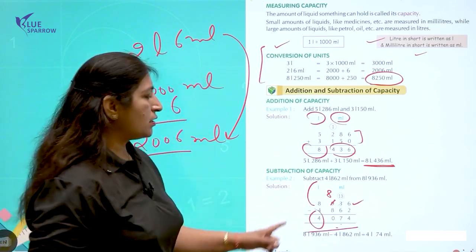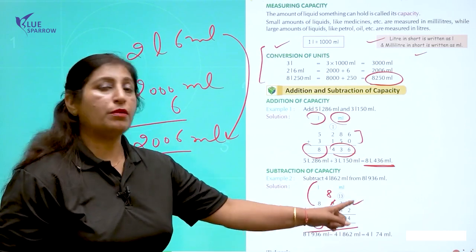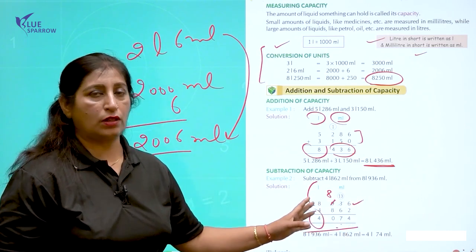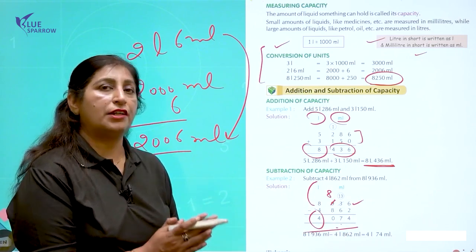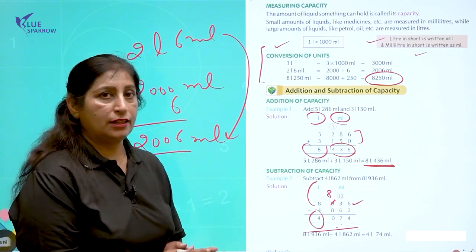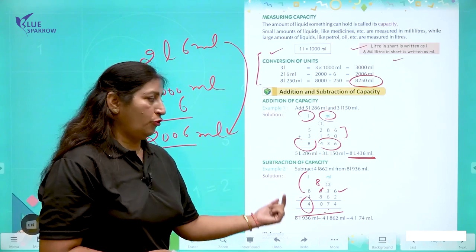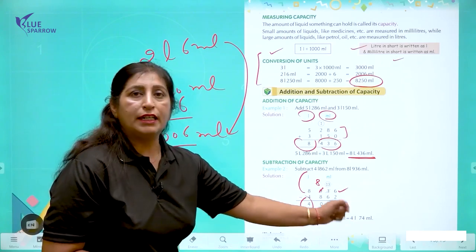So your answer is 4 liter 74 milliliter. 0 is not counted here because 0 is at the first place, means 0 is at the hundreds place in case of milliliter. So your answer would be 4 liter 74 milliliter.